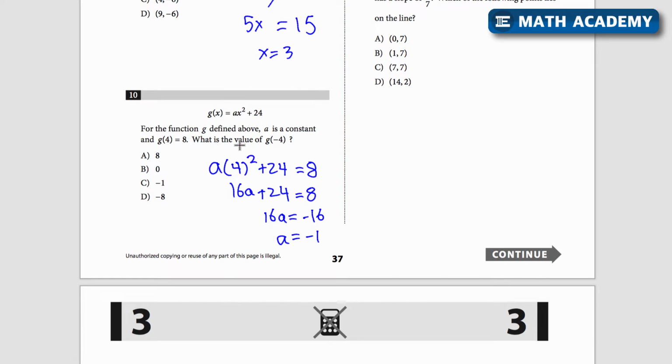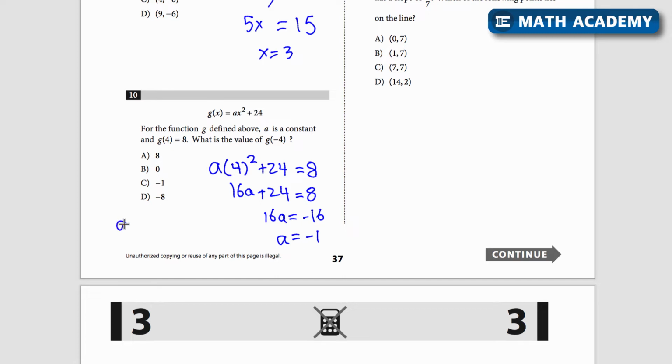Next, we need to figure out what g of negative 4 is. That means that if we plug in negative 4 for x, what would this become? Well, now that we know what a is, we can plug that in. At first, we couldn't figure it out because we didn't know what a was. That's why I solved for a here.